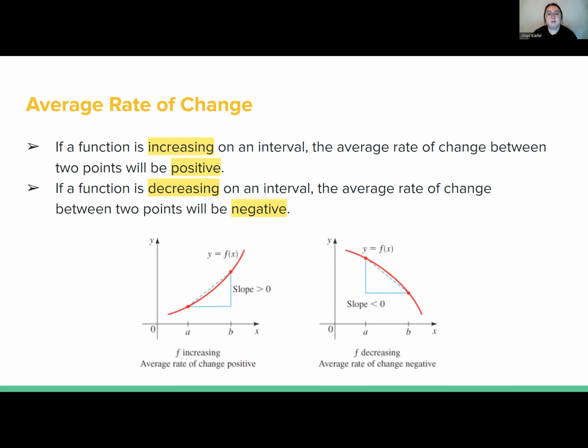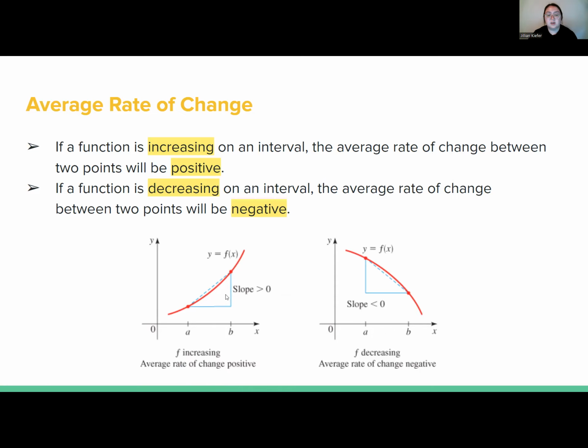Then similarly, if a function is decreasing on an interval, your average rate of change between 2 points will be negative. So those values, they're going down, probably in the negative direction. So we can associate those 2 negative aspects together as well. So we have some images here. First one on the left, we say that if our function here is increasing, so it's going up as we're looking from left to right, our average rate of change is positive.